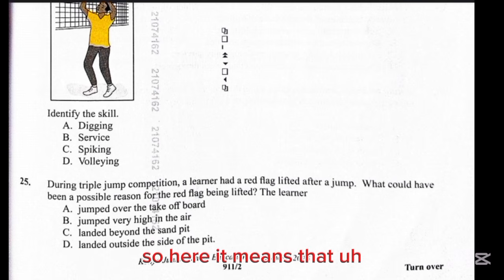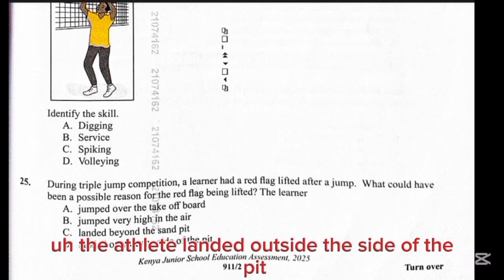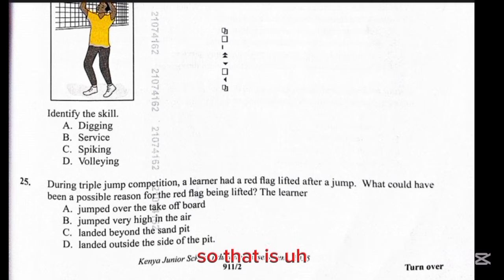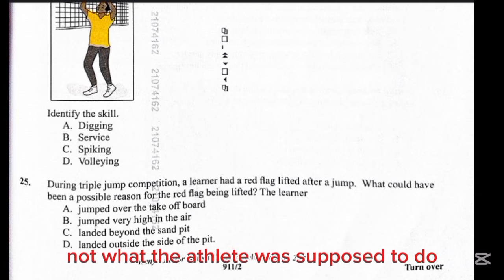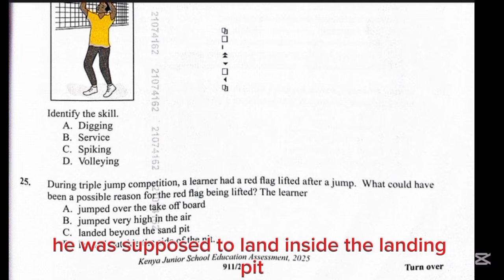So here, it means that the athlete landed outside the side of the pit. So that is not what the athlete was supposed to do. He was supposed to land inside the landing pit.